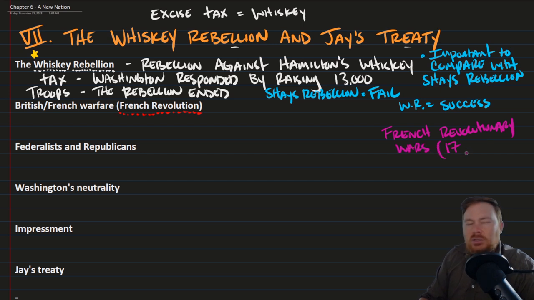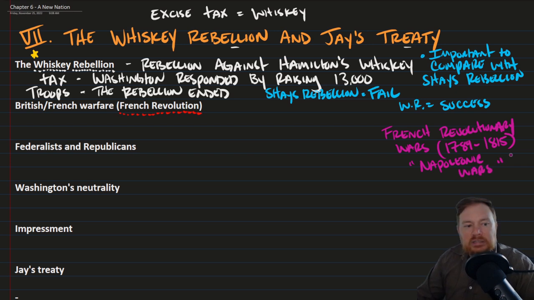from... when does the French Revolution start? 1789 to 1815. Sometimes these are also called the Napoleonic Wars, because during the course of the wars, you have a somewhat lesser known general rise through the ranks to become the Emperor of France. But these wars are essentially, for 25 years, France is fighting everyone.